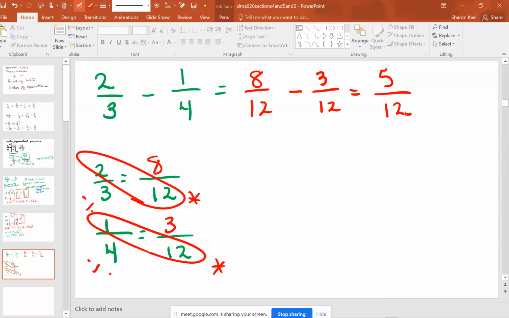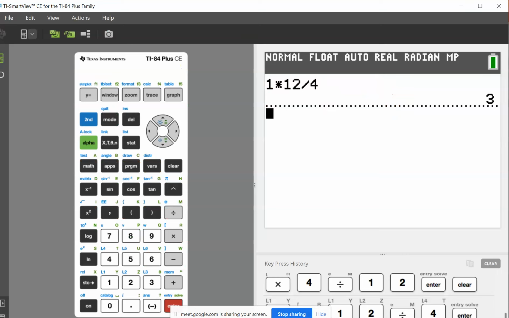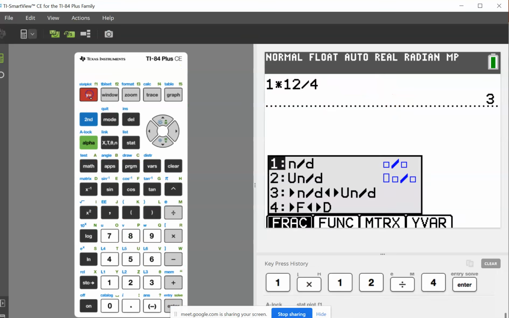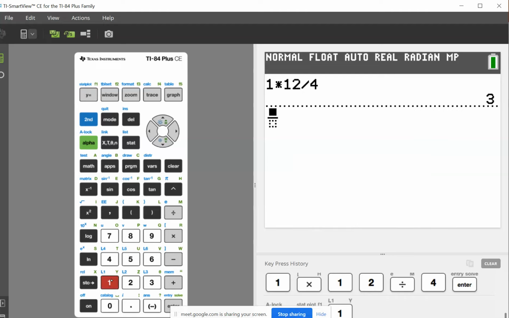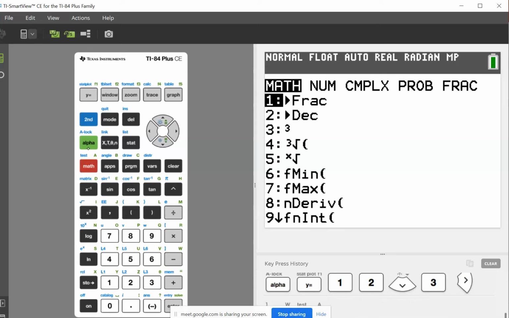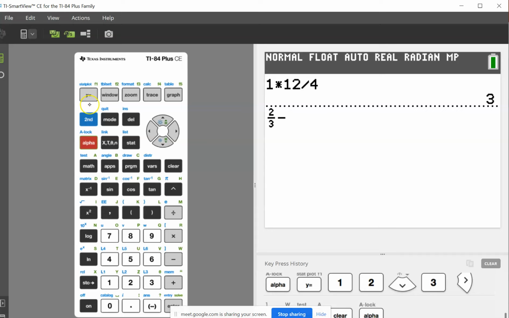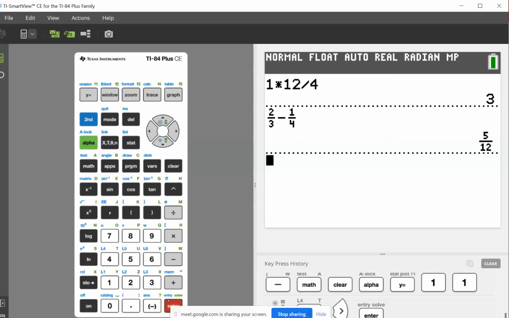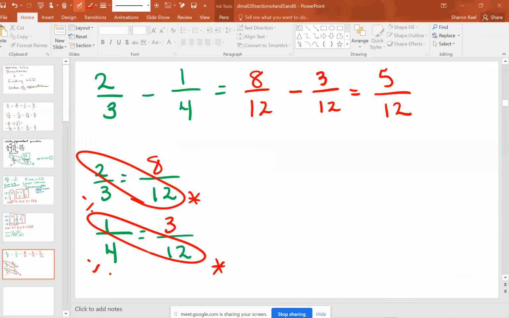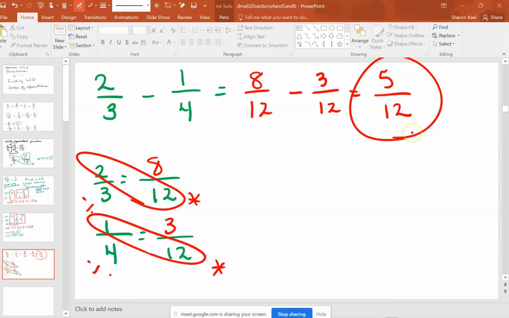So if you're checking this, type in the original in the calculator. So we are going to do the original, which is 2/3 minus the 1/4, and that's going to give us 5/12, which is the same answer we just came up with.